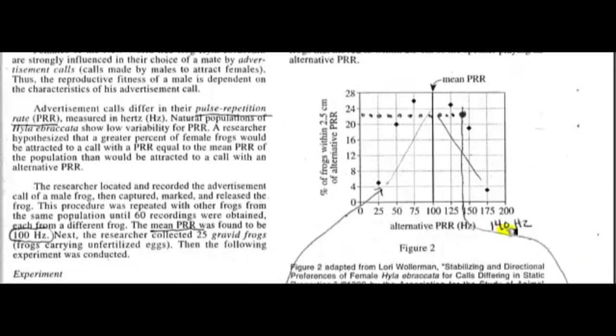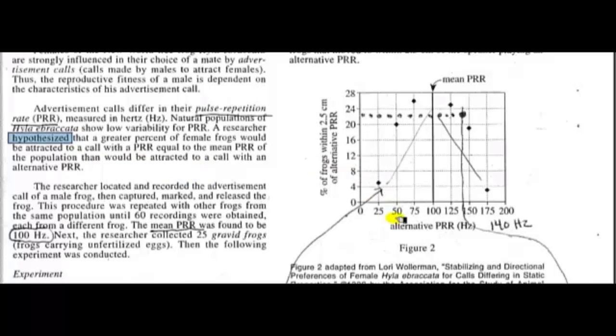A way you could do that quickly is by finger scanning. You could come up here and finger scan for hypothesis, and you would find hypothesis right here in the second paragraph, and it says this: a researcher hypothesized that a greater percent of female frogs would be attracted to a call with a PRR equal to the mean PRR of a population than would be other calls.